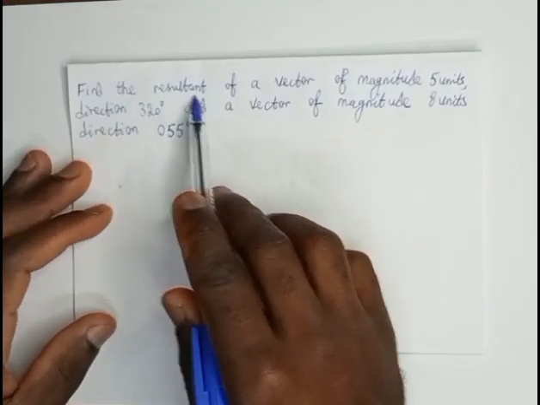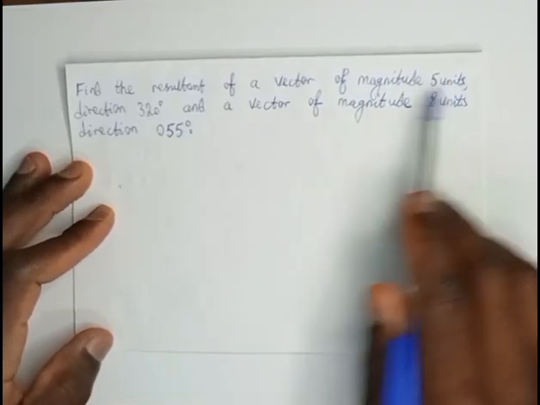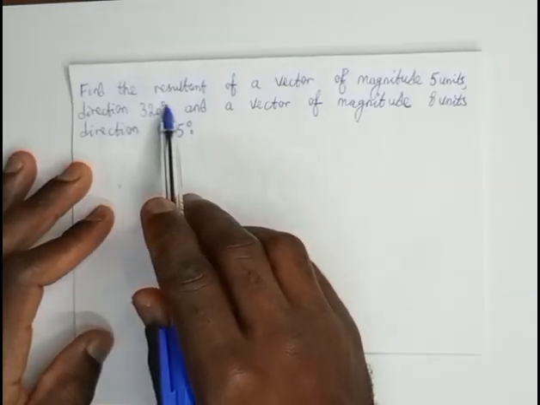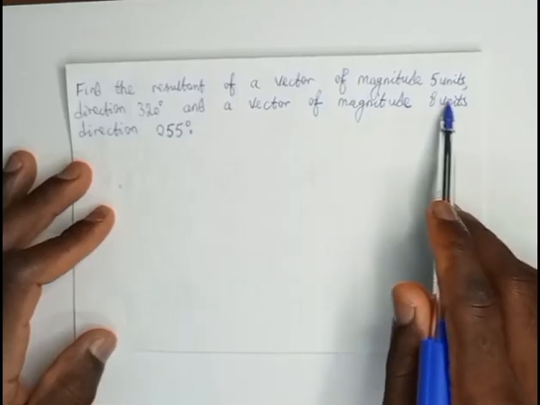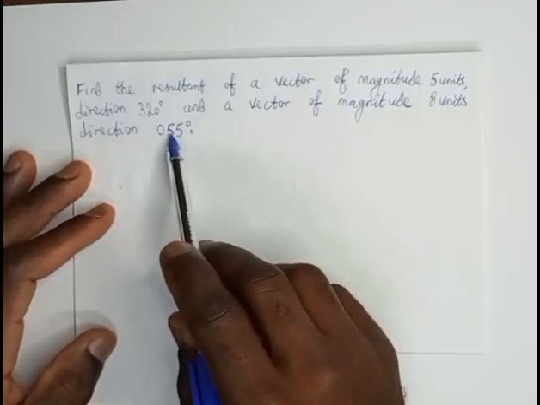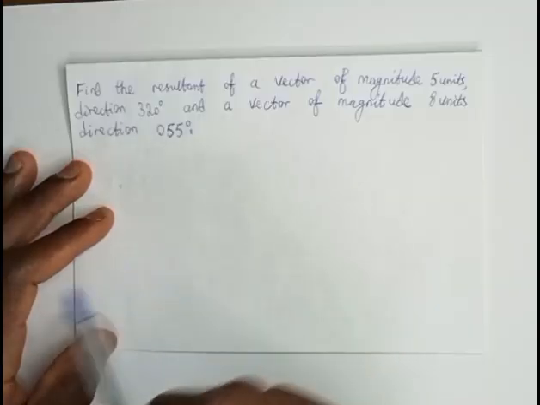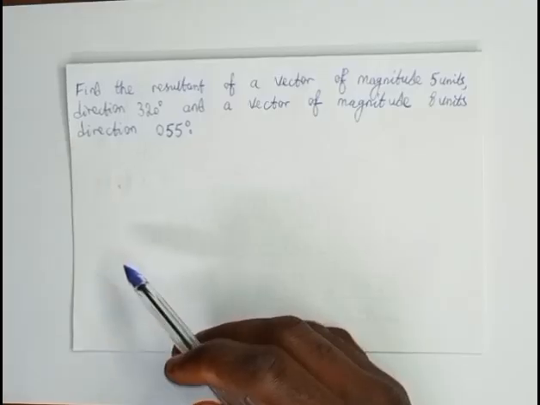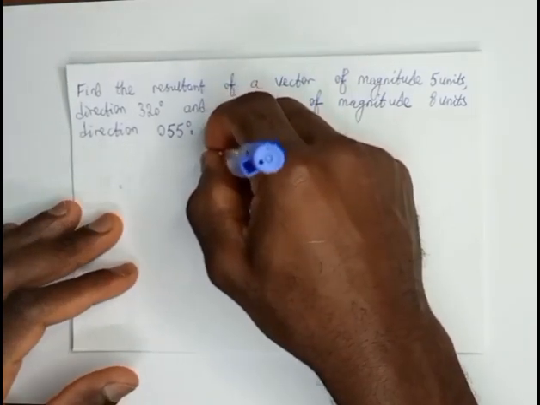Find the resultant of a vector of magnitude 5 units, direction 320 degrees, and a vector of magnitude 8 units, direction 055 degrees. When we talk of the resultant of two vectors, that means we are simply talking of the vector which is the combined effect of the two vectors. We take the solution.